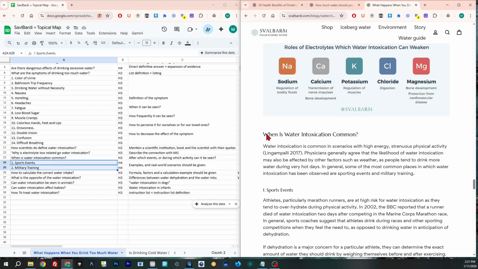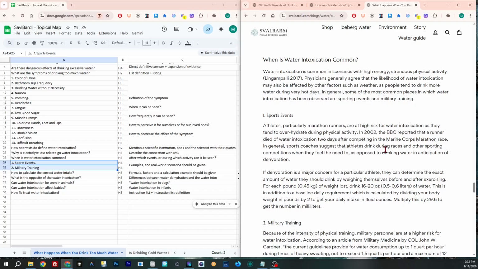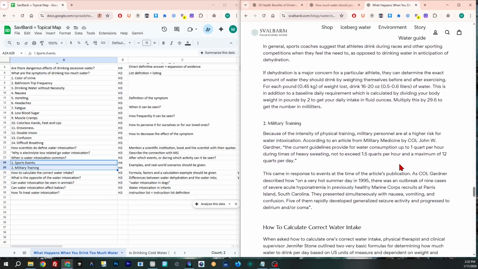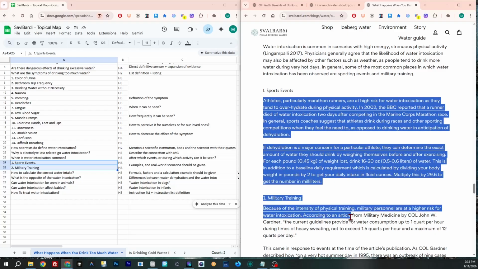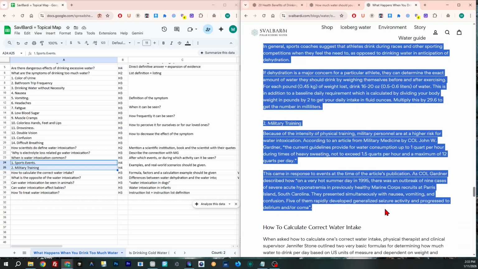The next question has two different events: when is water intoxication common? We protect the question format, which we call modality. Water intoxication is common in scenarios with high energy and so on. We again use different researches like BBC reported, and we also use different numerical values, dates or weights, and different types of measurement units that show this is actual research, not AI-generated fluff.